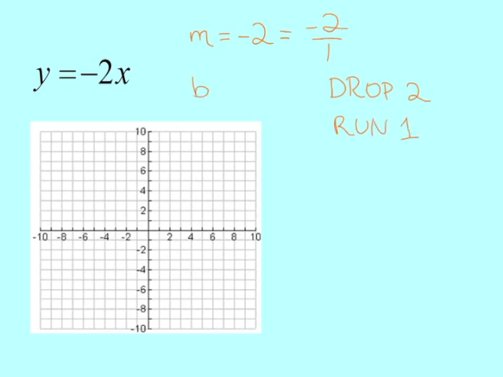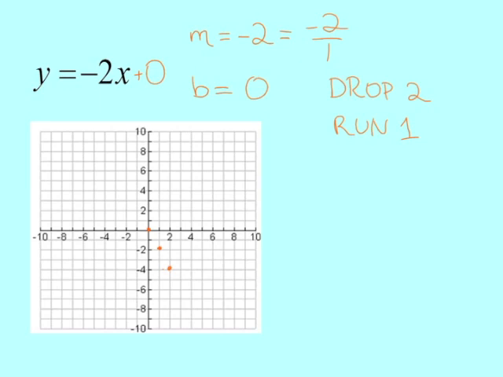So what is my y-intercept? The y-intercept is actually 0 because I'm not adding anything on at the end. You can think of myself as adding a 0. So I'll put my y-intercept at 0, which is actually the origin, drop 2 down and 1 to the right, which gives you a nice negative slope.